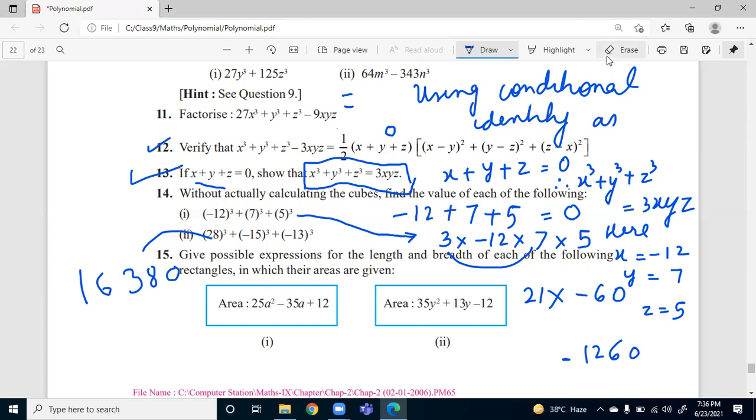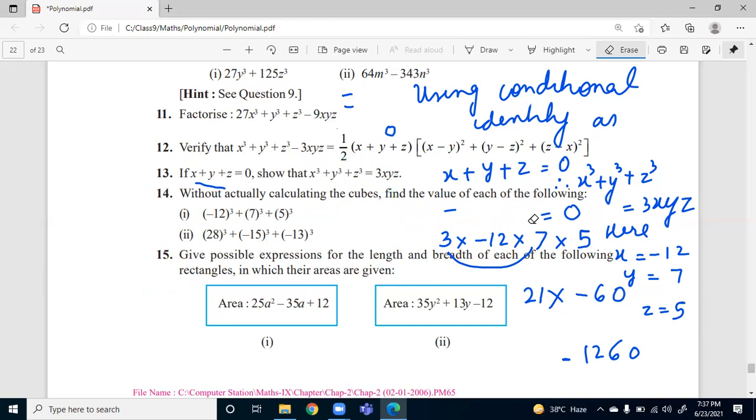Anything else, Leona? Ma'am, I had this doubt. In any question with a conditional identity, we have to just do it this way, right? Okay, ma'am.